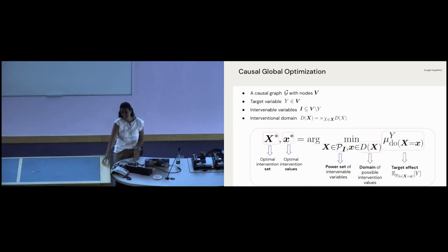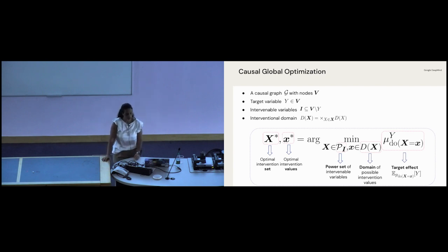While bandits focus on discrete values of intervention, so intervene or not intervene, here I'm going to talk about continuous variables, like temperature. Should I set it to 25 or 25.5 or 26, and so on and so forth.